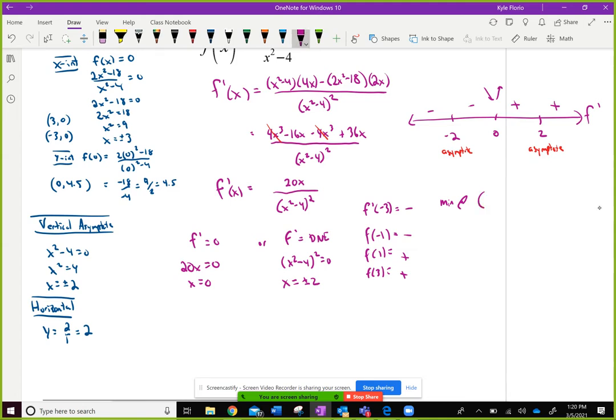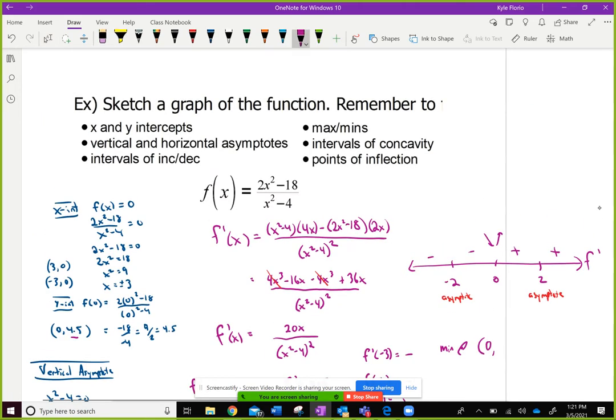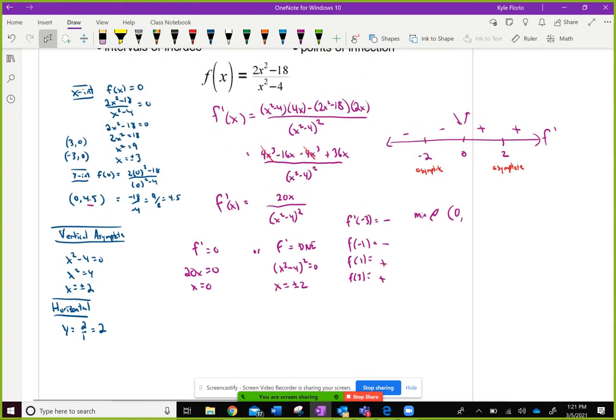Yeah, if you want to find the height, if you want to find the exact point, plug it into the original function. And we already plugged in 0 to the original function. That's 4.5. So we plugged these numbers into the function's derivative because it tells us where the function's decreasing and increasing. If I want to find the actual point, anytime I want to find an actual point, I've got to plug into the original function. So if I plug 0 into my function, you get -18 over -4, which is 9 over 4, which is 4.5.